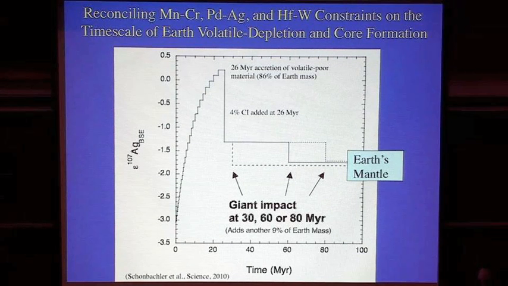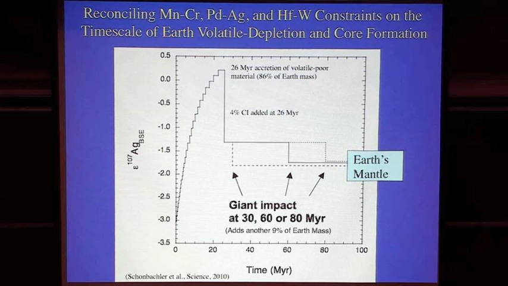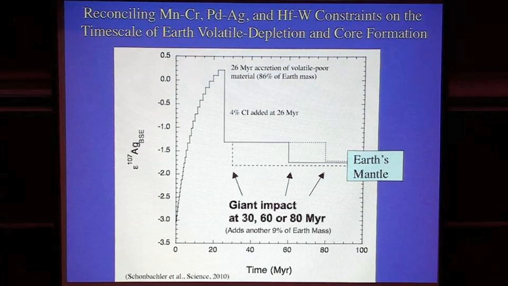So this is one model that can reconcile these three systems together. It starts out by accreting a volatile-poor material for 26 million years, accounting for 86% of the Earth's mass. So again, this is getting us to a rapid growth to, I don't know where Bill came up with the 60% is the full Earth or something, but whatever. So you get almost 90% of the Earth in a very short time period of 26 million years, and you're growing it out of volatile-poor material.